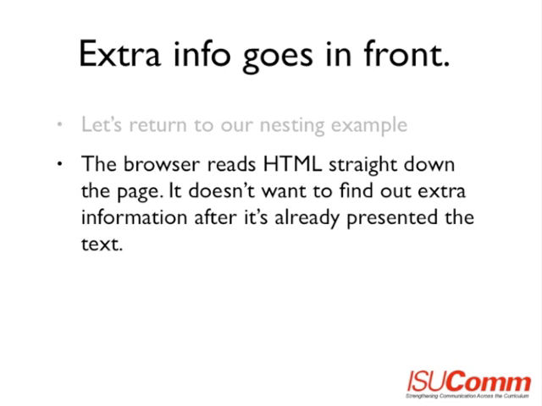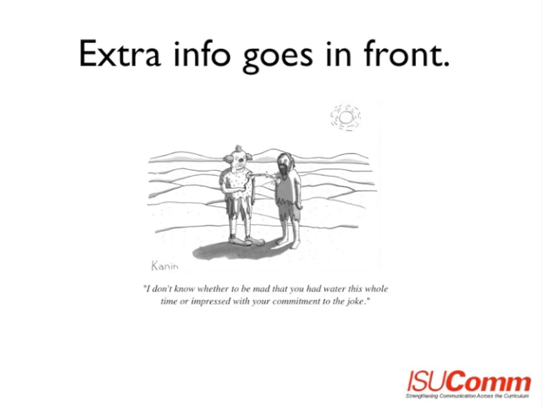What happens is if it reads a P tag and then there's 3 pages of paragraph text, and then it finds out at the end that it wanted that paragraph text to be read, it's not going to be able to make that change. If we take a look at this New Yorker cartoon, we can see what happens when we leave information out until it's too late.